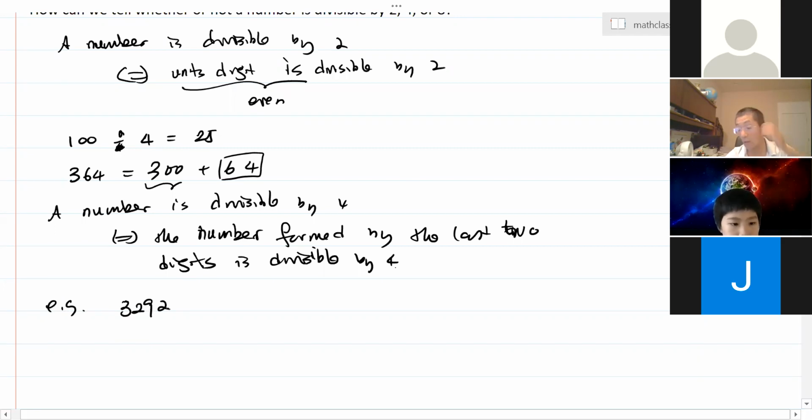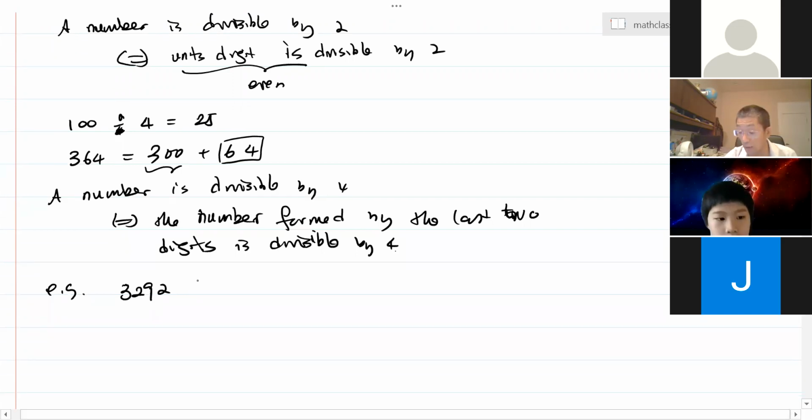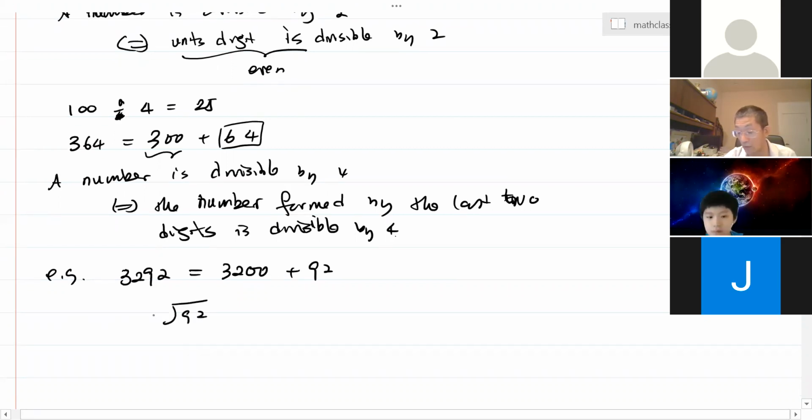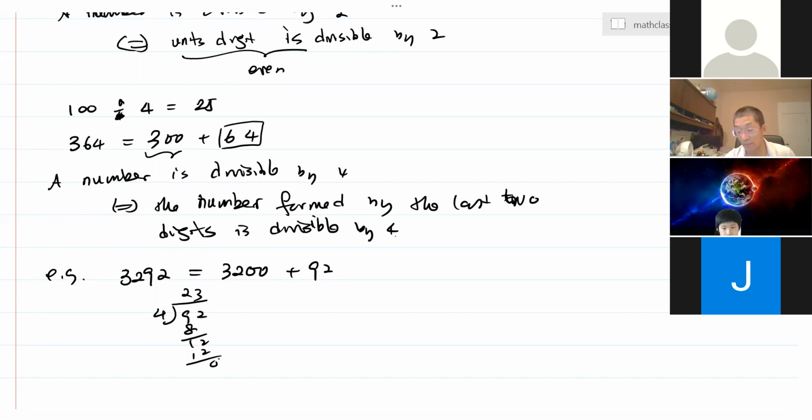Let's take a look at the example, 3,292. All right, you can use long division to check whether it's divisible by 4, but it's not necessary. All you have to do is separate this into 3,200 plus 92, and check whether 92 is divisible by 4. And 92 is divisible by 4, then you use a long division, 92, all right? Okay, so 92 is divisible by 4, therefore 3,292 is divisible by 4, just because 3,200 is divisible by 4. You don't need to worry about it. If it's a multiple of 100, it must be divisible by 4.